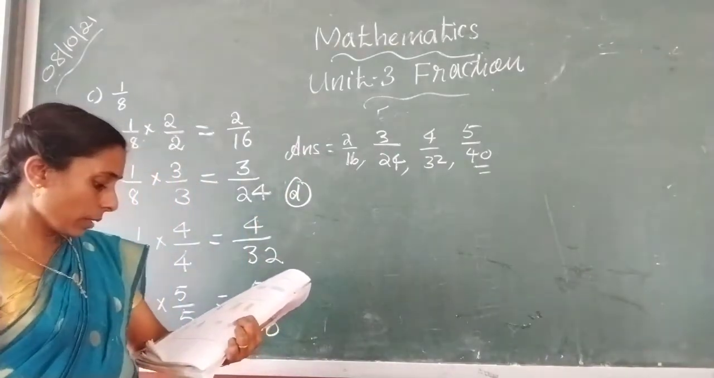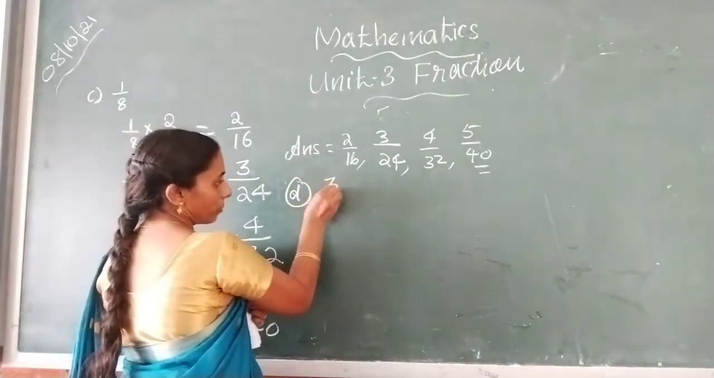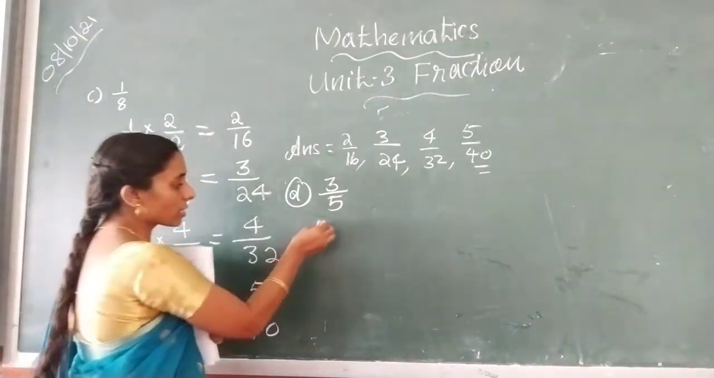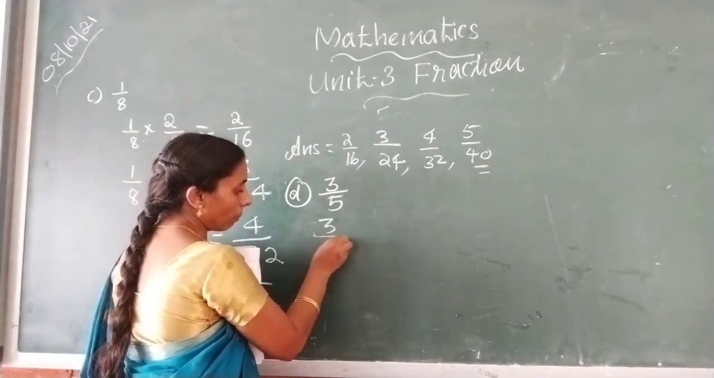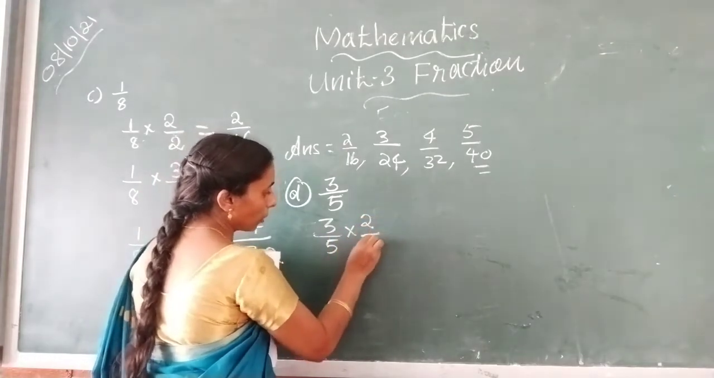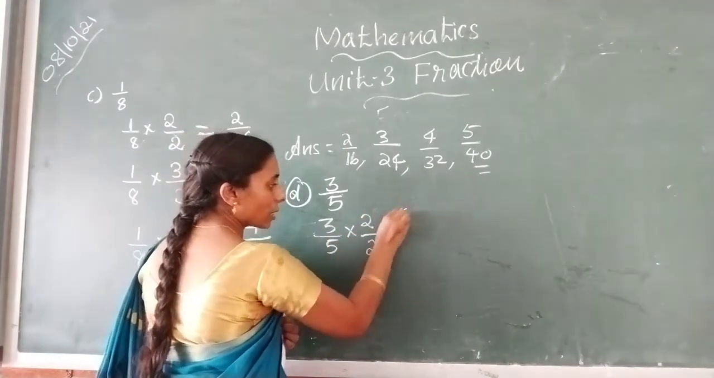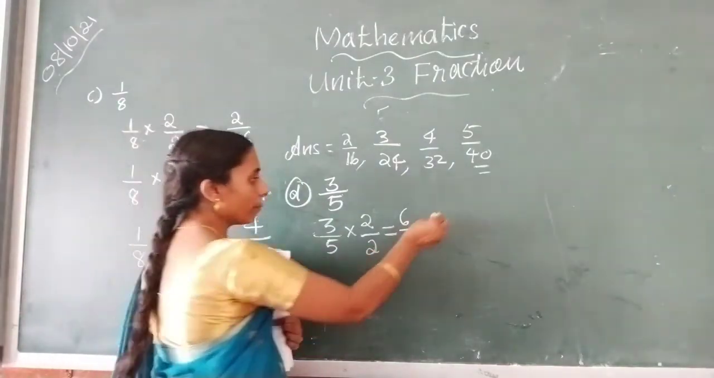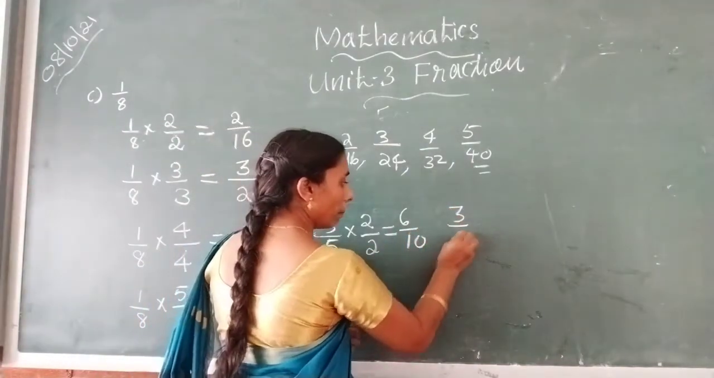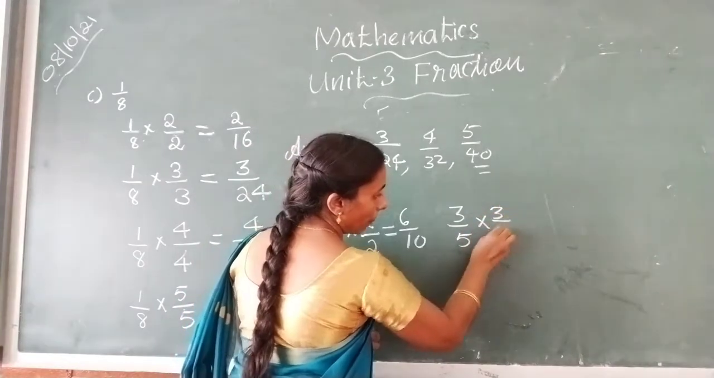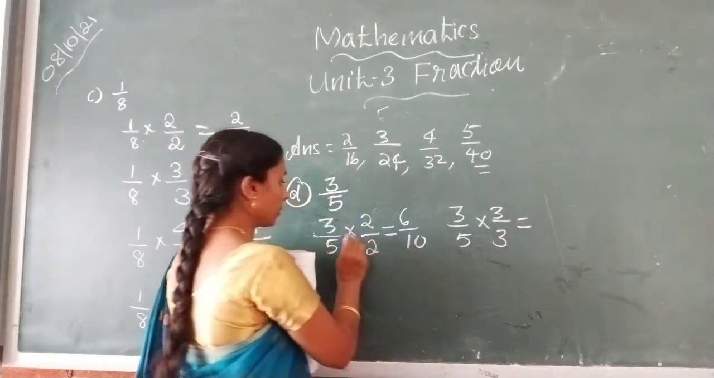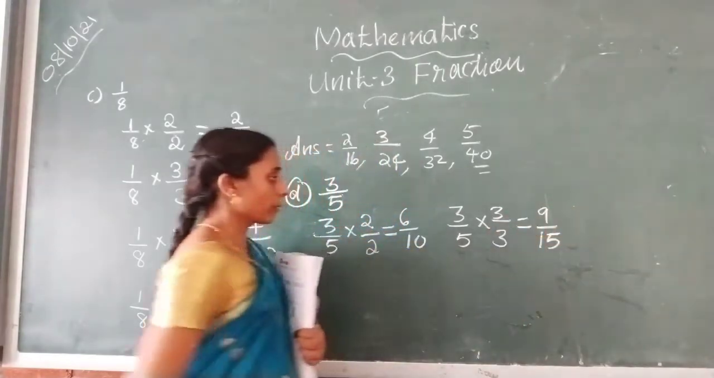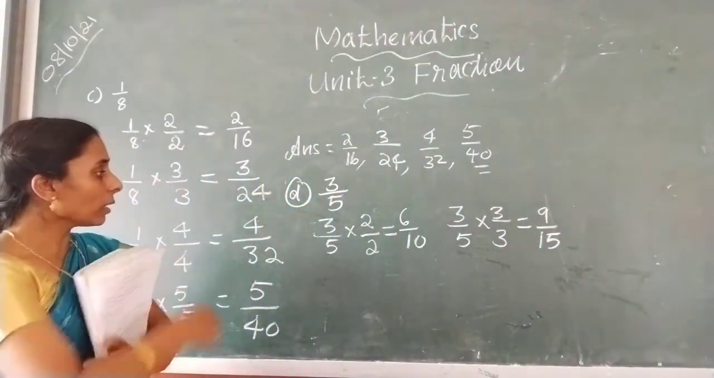Question number D, 3 upon 5. What is the first equivalent fraction? 3 upon 5 multiplied by 2 upon 2 is equal to 6 upon 10. Okay. Next one. 3 upon 5 multiplied by 3 upon 3 is equal to 3 3s are 9, 5 3s are 15. Is it clear?